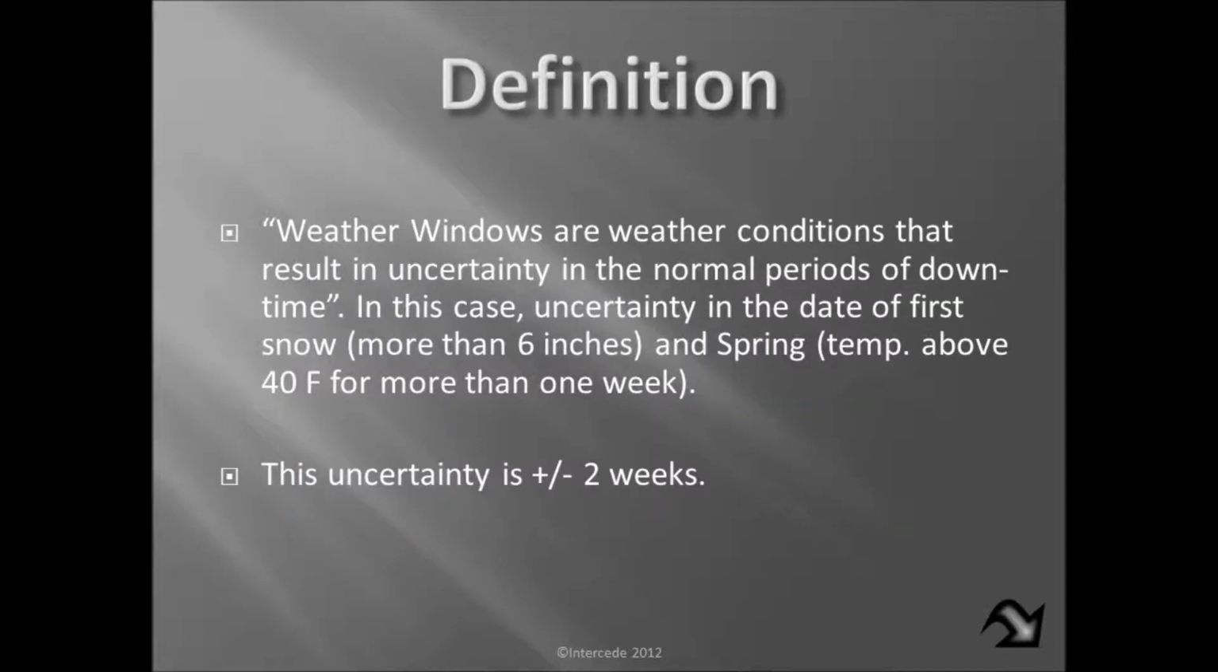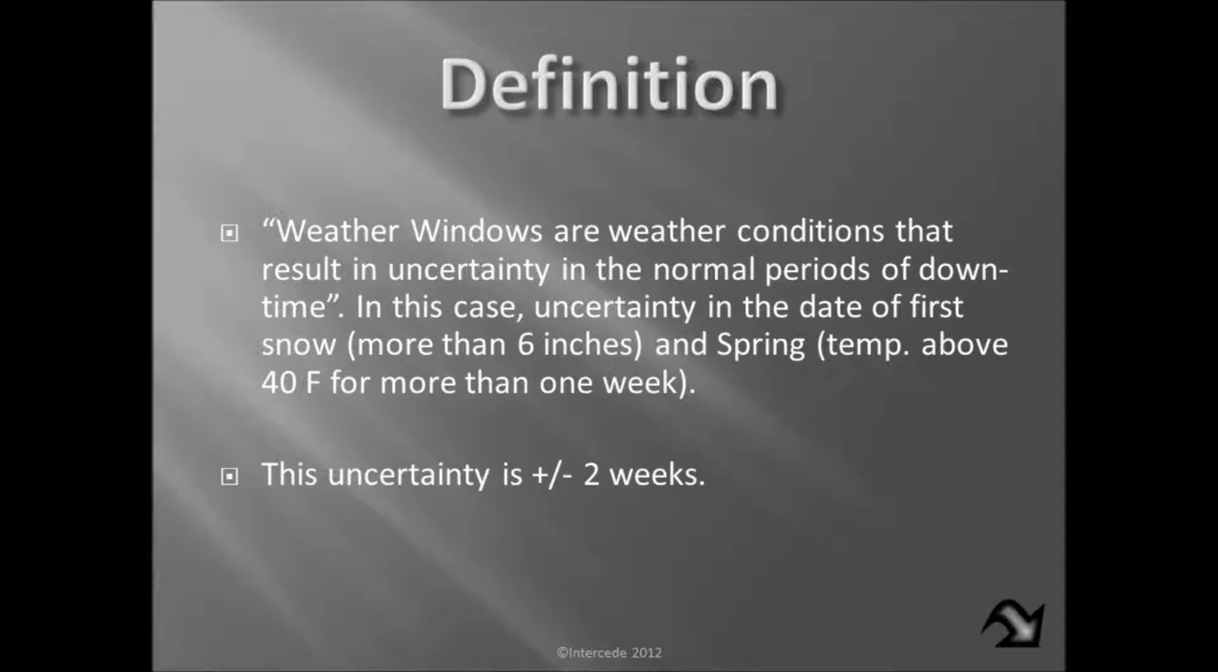Well, PERTmaster defines the weather window as weather conditions that result in uncertainty in the normal periods of shutdown. And they use the example of the canal freezing. In our case, we have a scheduled shutdown from the 1st of June to the 1st of September for the winter. This is in the Southern Hemisphere, obviously. And I just defined the reasons for shutting down this way.